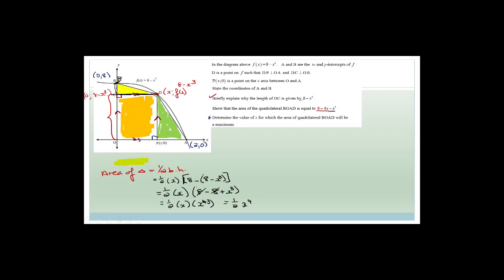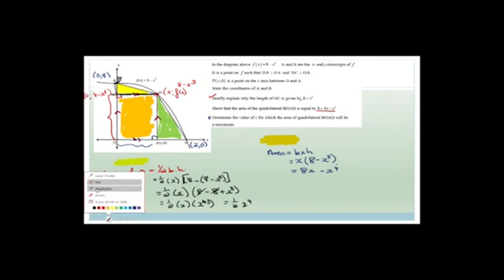Right. Next, we now need to look at the rectangle area. The area of a rectangle is just base times height. And the base is just x, and the height is 8 minus x cubed. So that becomes 8x minus x to the power of 4. Oh, I hate when I make mistakes like that. Sorry.